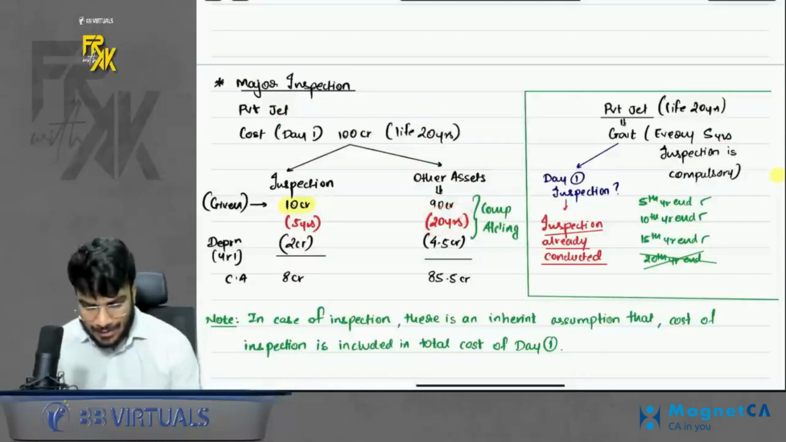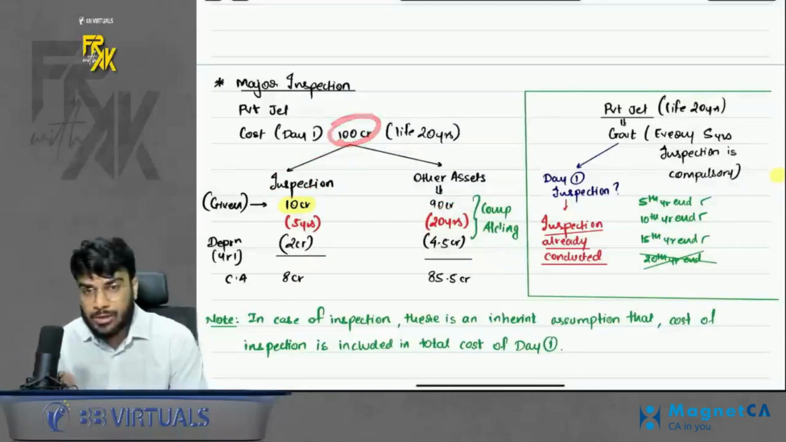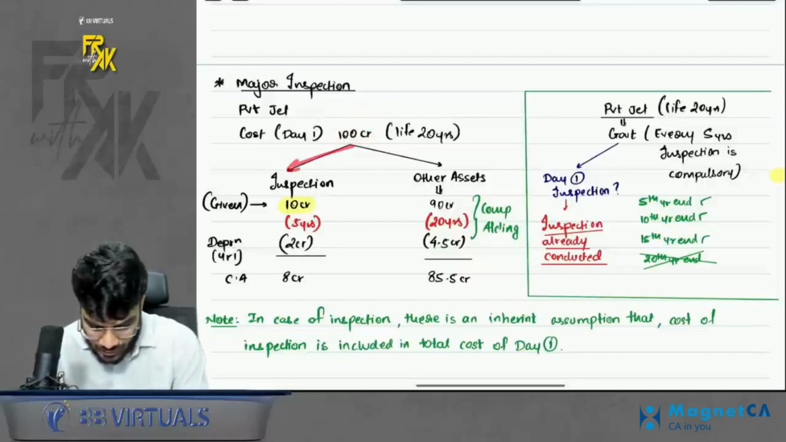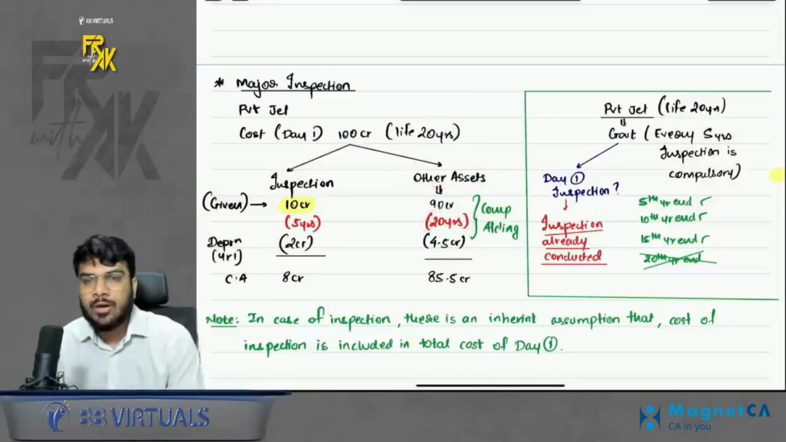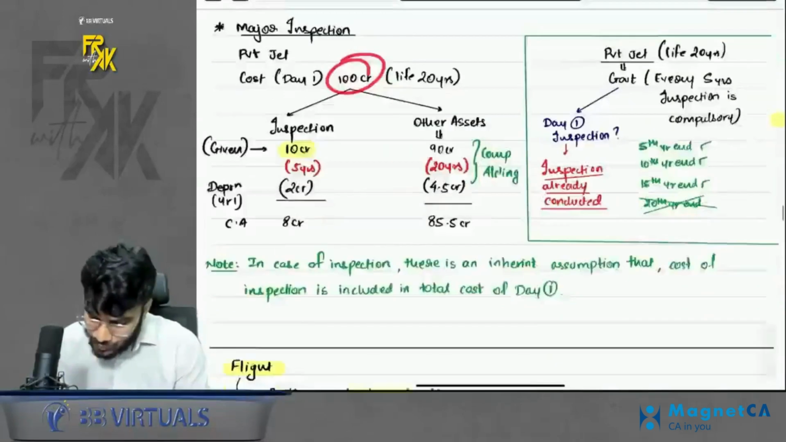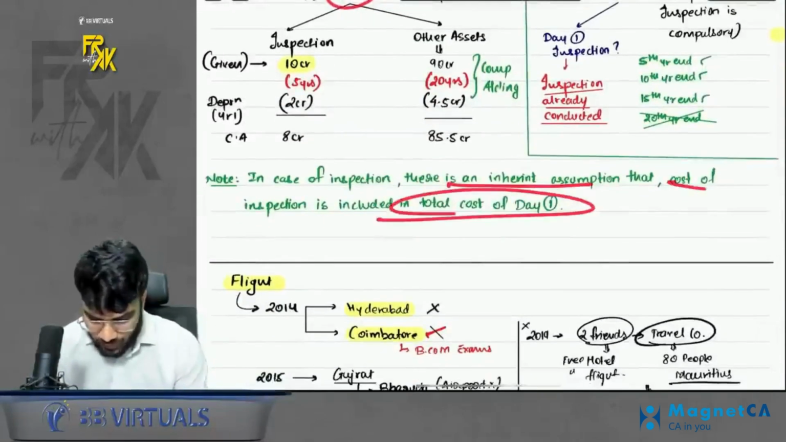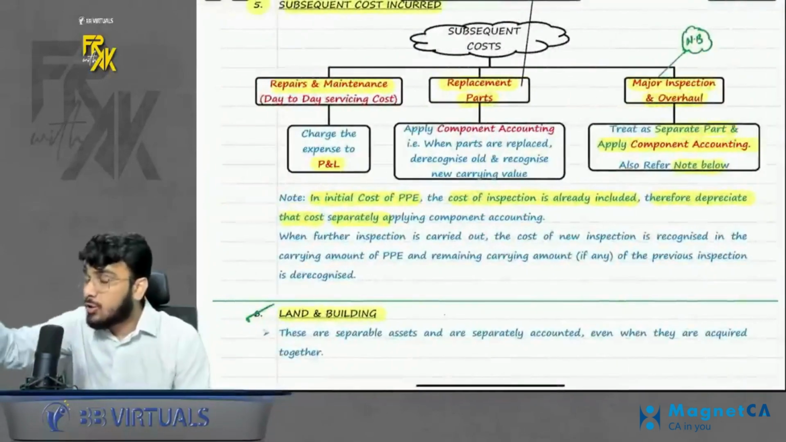That means in inspection also component accounting will become applicable, because out of total cost, whatever you have paid for inspection is only having a life of 5 years, right? And whatever you have paid for the remaining asset is having a life of 20 years. So here also you will apply component accounting. But here there is an inherent assumption that the cost of day one includes the cost of inspection. So it will not be mentioned that the day one cost includes inspection.